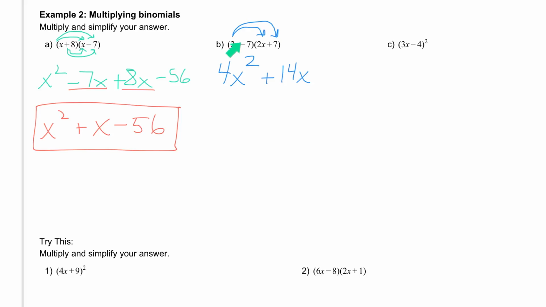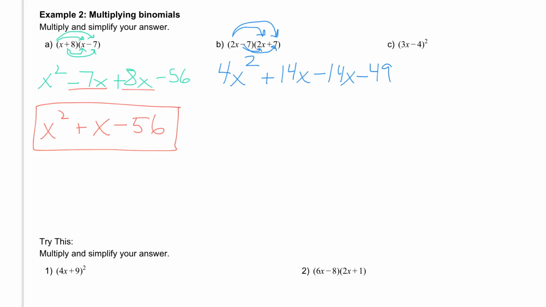Now, since I did the 2x to everything over here, my next thing to do is take the negative 7 and multiply it to everything over on the right. So I'm going to take negative 7 times 2x, which is minus 14x. And I'm going to take negative 7 times 7, which gives me a negative 49.